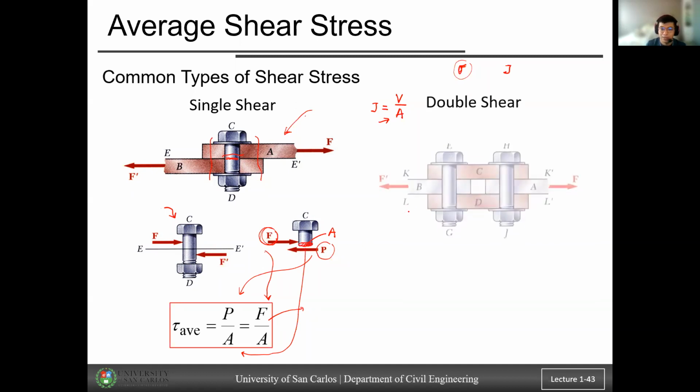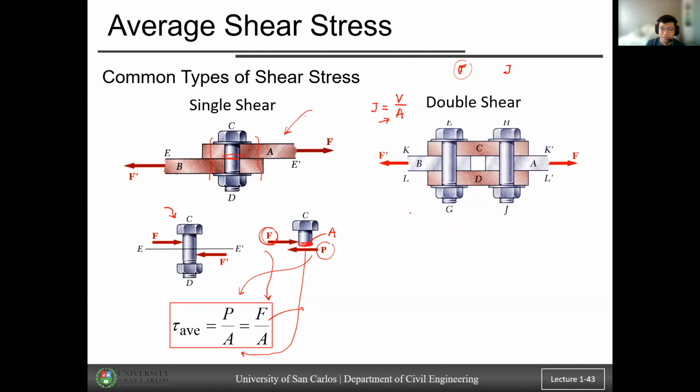Okay, so we also have the double shear. As you notice here, if you imagine again the failure of the material, the failure will be experienced on this portion here. Double shear means you have two areas of contact. So meaning on this portion here and on this portion here as well. So double areas.